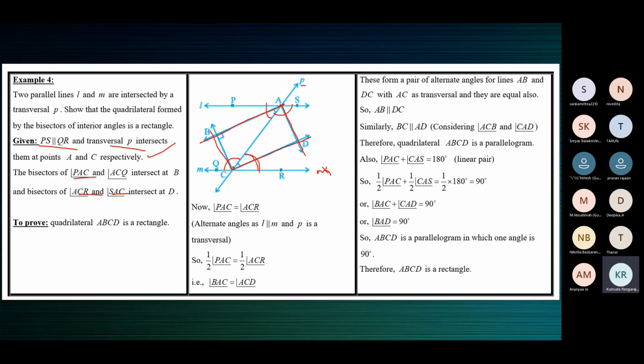Now you can see the quadrilateral ABCD. We need to prove it's a rectangle. To prove quadrilateral ABCD is a rectangle. Have you asked me your questions? Any questions, children, please? No, ma'am. Yes, ma'am. All right.